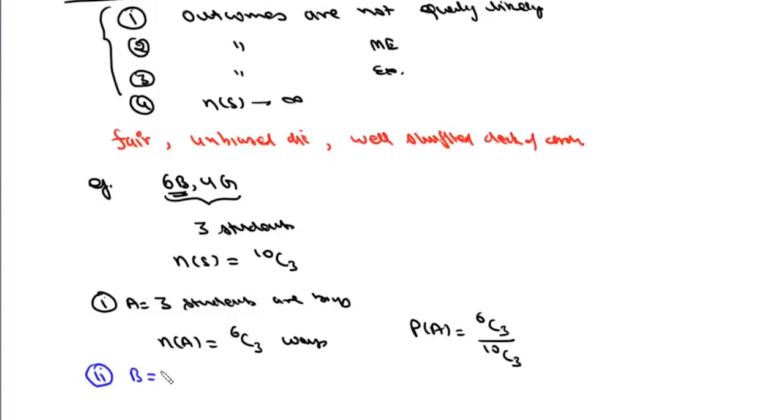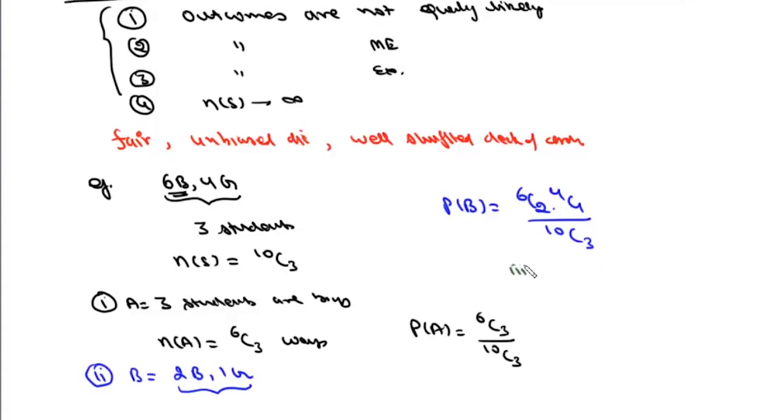Now suppose we have a second question, an event B such that it has 2 boys and 1 girl. Now the probability of B is, the total number of ways of getting 2 boys and 1 girl. Now 2 boys out of 6 can be done in 6C2 ways, and 1 girl is 4C1, out of the total number of ways 10C3.